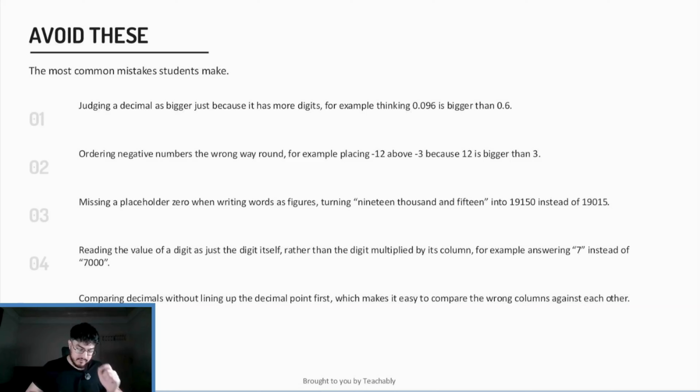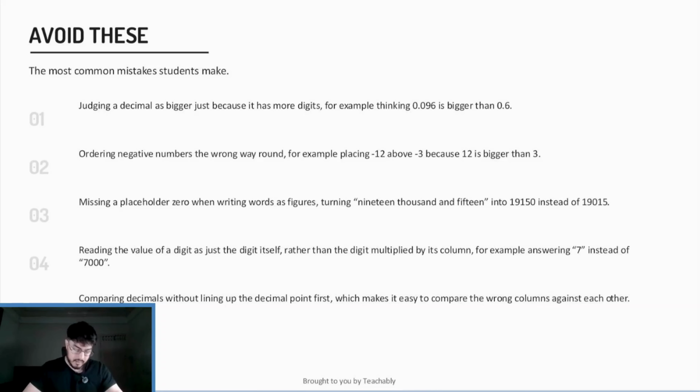The next one is reading the value of a digit as just the digit itself, rather than the digit multiplied by its column, for example, answering 7 instead of 7,000. So that's pretty self-explanatory. Remember when we were breaking down those numbers, we just saw that 27,463 was just 20,000 plus 7,000 plus 400 plus 60 plus 3. So if you break it down into that, it's very easy to see the value each digit holds within the context of the number.